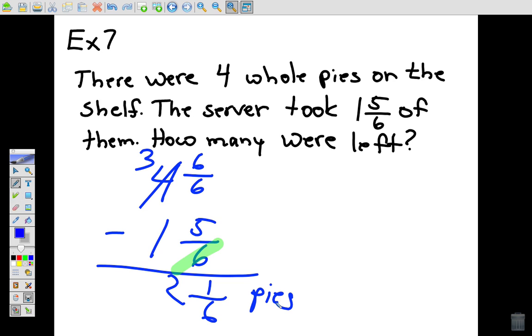All right, so again, our topic here was taking a whole number and subtracting a fraction or a mixed number from it.